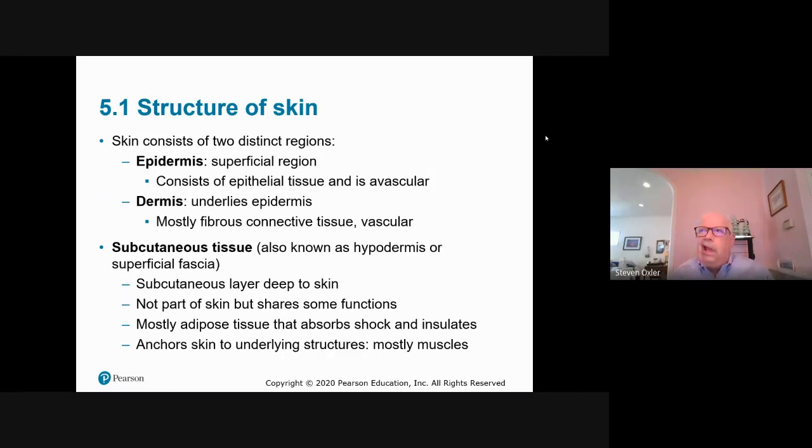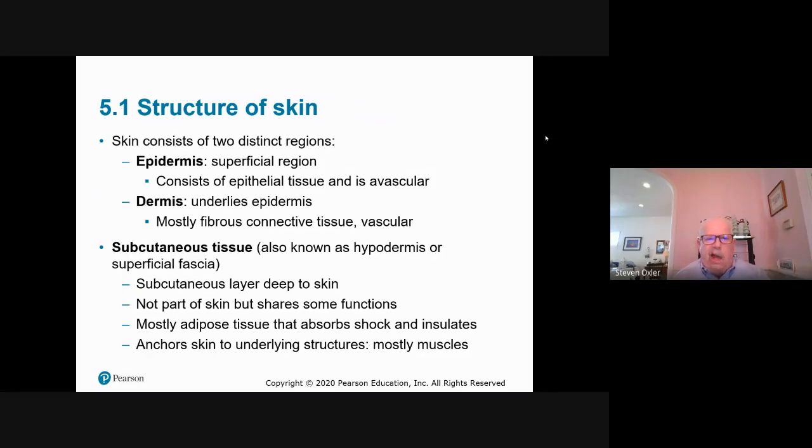Basically, it's two distinct regions. The superficial region is the epidermis. It consists of epithelial tissue, which we talked about in the tissue chapter. And we know that epithelial tissue has no blood supply. It's avascular. The epidermis gets its blood supply from the dermis, which is underneath it. The dermis is basically connective tissue.